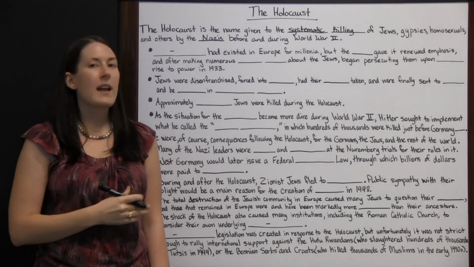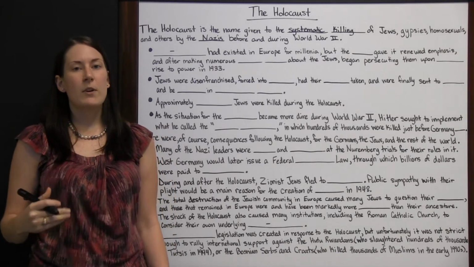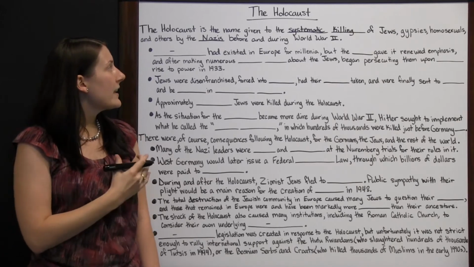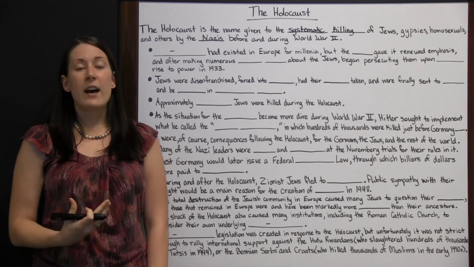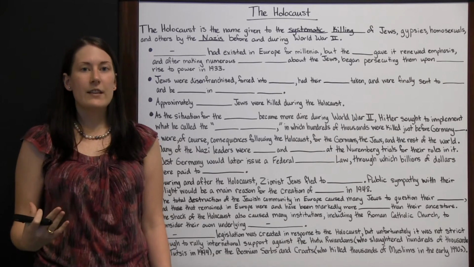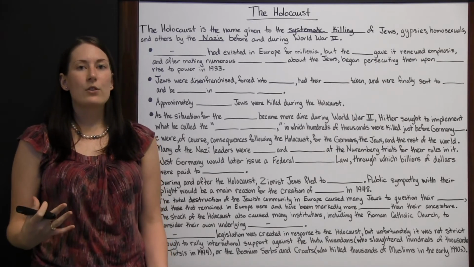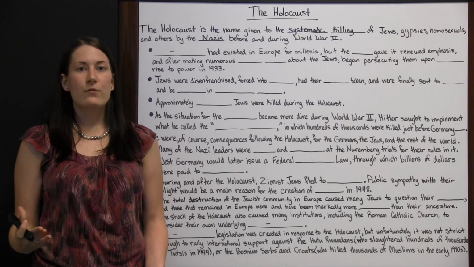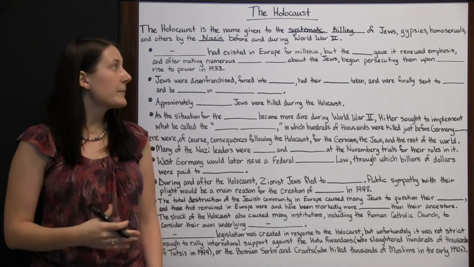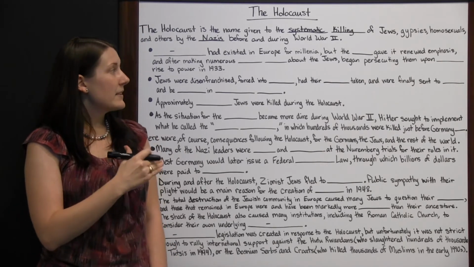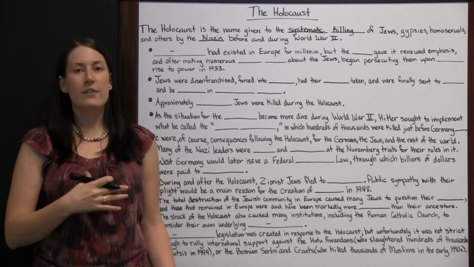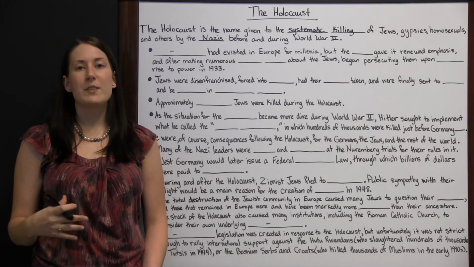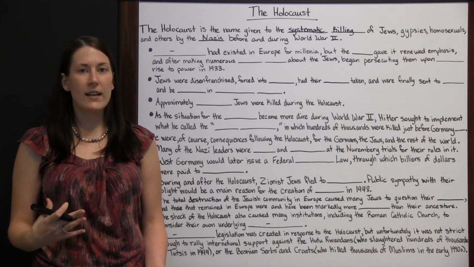So this is something that happened in Germany and German-occupied territory, and the German Nazis were the ones who carried it out. It was their leader, Hitler's, goal to eradicate all Jews from Germany and from Europe. And so it was a systematic killing of Jews, gypsies, homosexuals, and others. So there were other targets, but it was primarily Jews that were targeted.